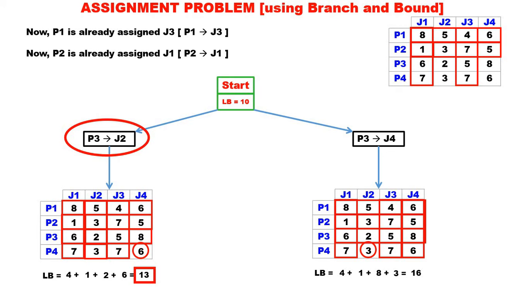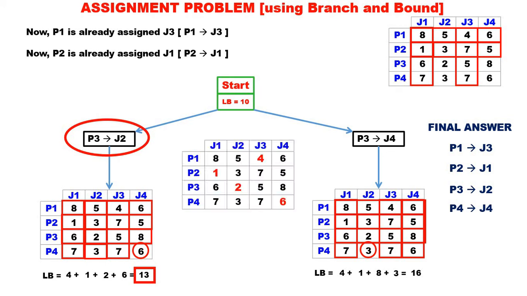Now you can carefully observe. P1 is assigned to J3, P2 is assigned to J1, P3 is assigned to J2. The only option for P4 is to be assigned to J4. P4 assigned to J4. That is the only option. Therefore, the final answer is P1 assigned to J3, P2 assigned to J1, P3 assigned to J2. Just now we did in this slide. And the last only possibility is P4 assigned to J4.